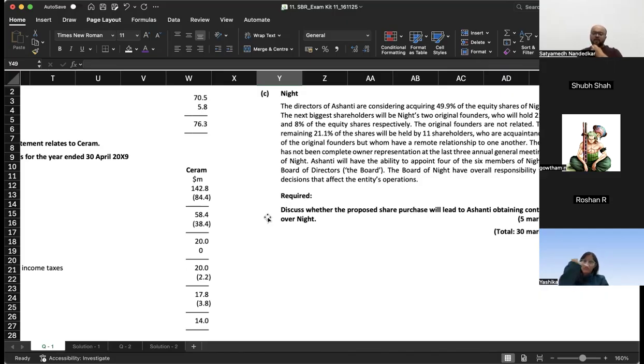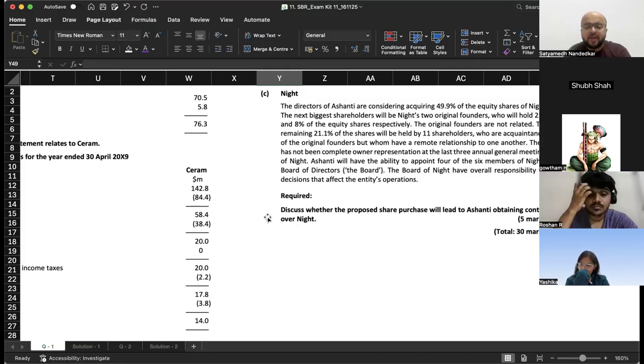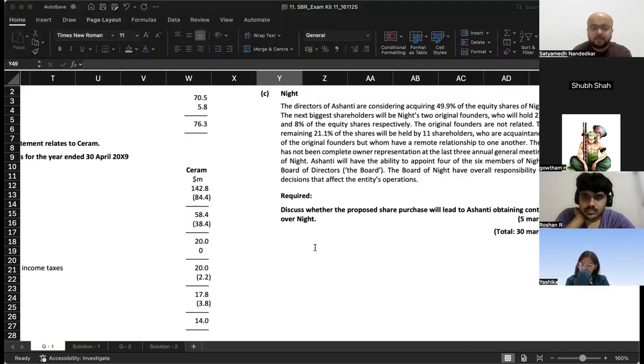There has not been complete owner representation at the last three AGMs of Knight. Ashanti will have the ability to appoint four of the six members of Knight's board of directors. The board of Knight has overall responsibility for decisions that affect the entity's operations. Discuss whether the proposed share purchase will lead to Ashanti obtaining control over Knight. What do you think?